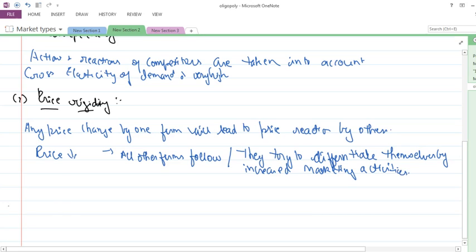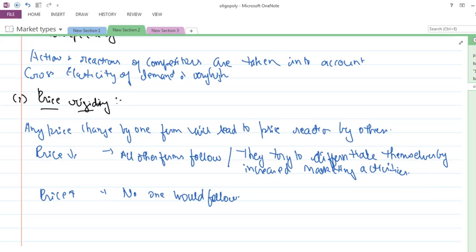In the same manner, if the price is increased, no one would be following. Therefore it is not at all feasible for a firm to either increase or decrease prices. If the firm increases its prices, it will lose its customer base, and that's why no oligopolist would ever try to increase or decrease their price, and as a result the price remains rigid in such a market.